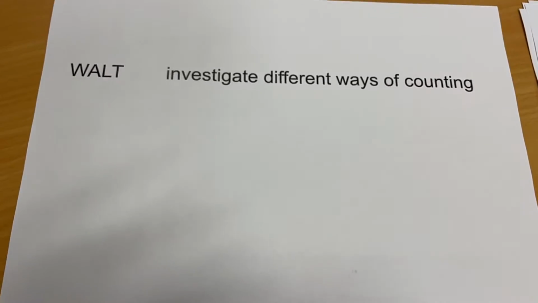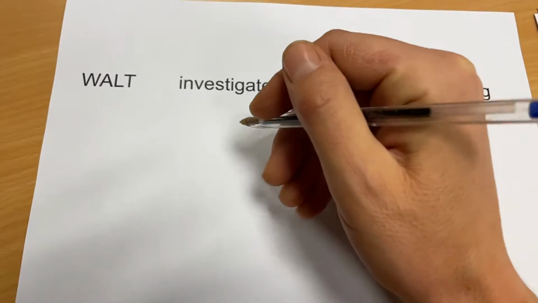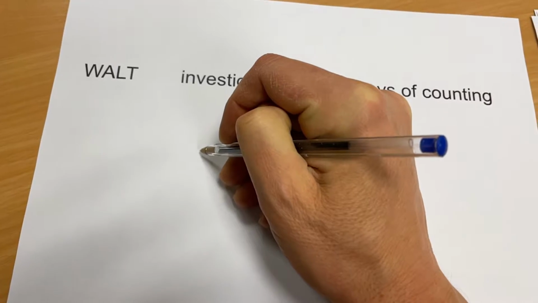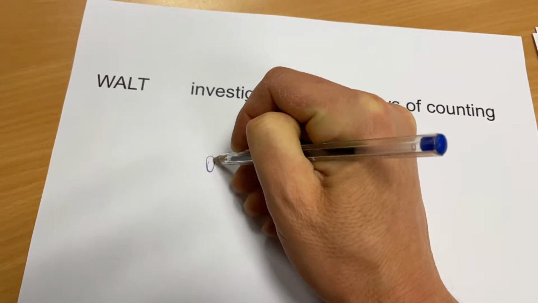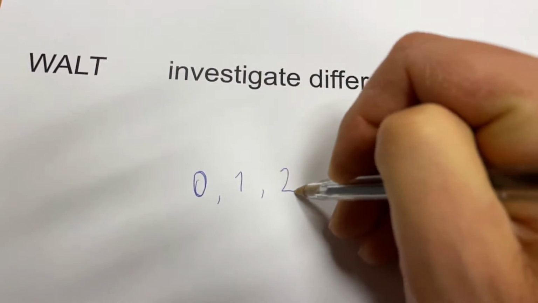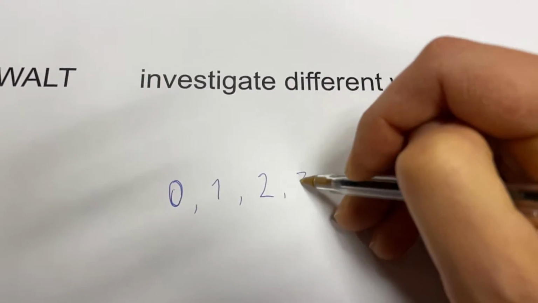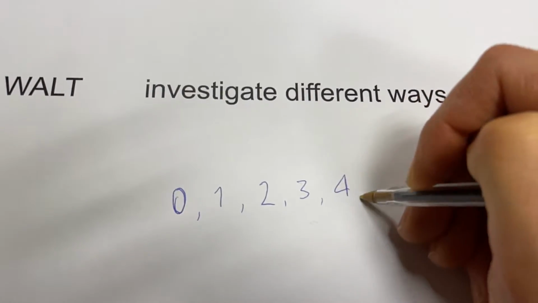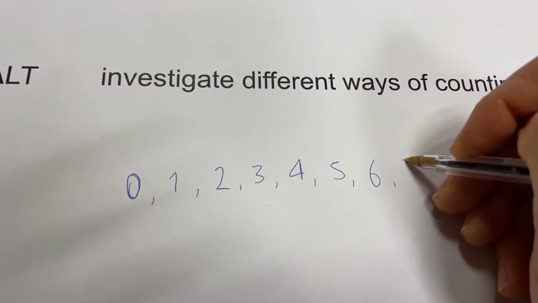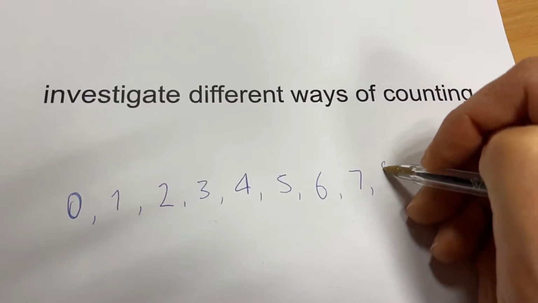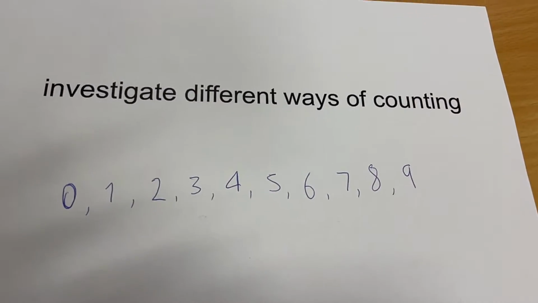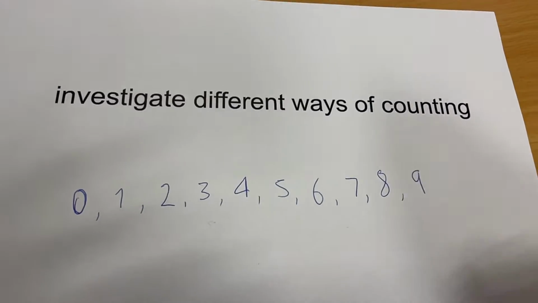So what I thought we'd start with is the way that we normally count. We're starting with what we call ordinal numbers. So we start at 0. Let me go to 1, 2, 3, 4, 5, 6, 7, 8, 9. Then when we get to 9, something slightly unusual happens.